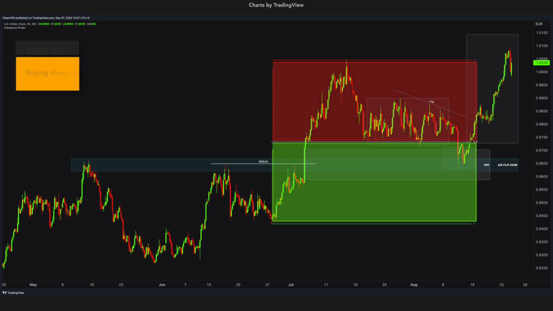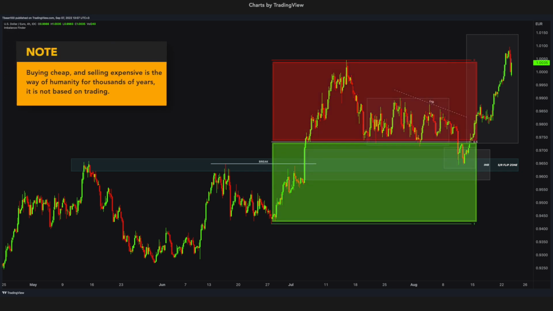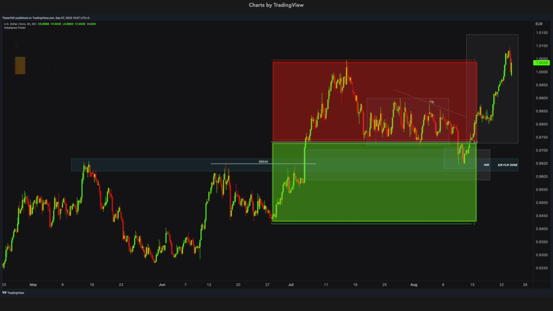You can also draw your premium discount zones to sharpen your entries. It is always best to buy anything as cheap as possible and sell it as expensive as possible. This is not about trading. This is the way of humanity for thousands of years.